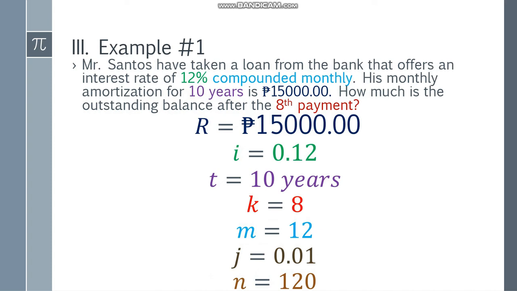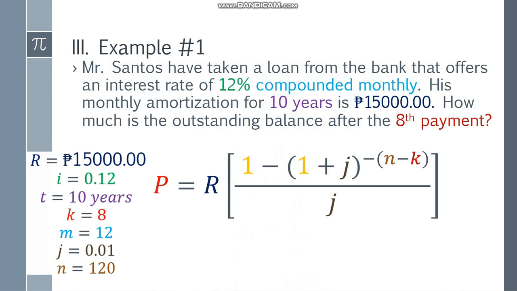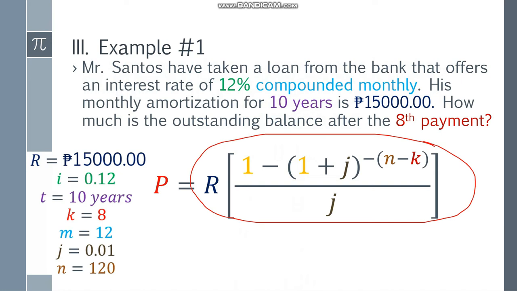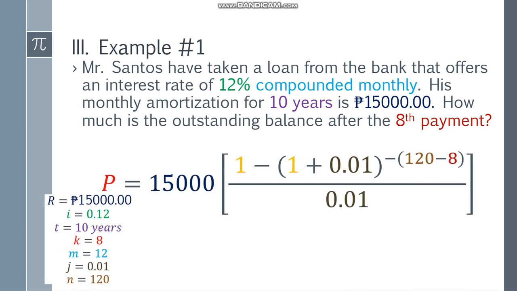That will be 120. So, dahil kompleto na tayo, nandiyan yung R, i, t, k, m, j, n. Kompleto na tayo sa mga given. We can now place the formula. So, ito na yung formula natin. And substitute the values. Okay, so check natin. R, 15,000 yan. Ang j natin, that will be 0.01. And n will be 120. At ang k, that will be 8. Substitute natin.